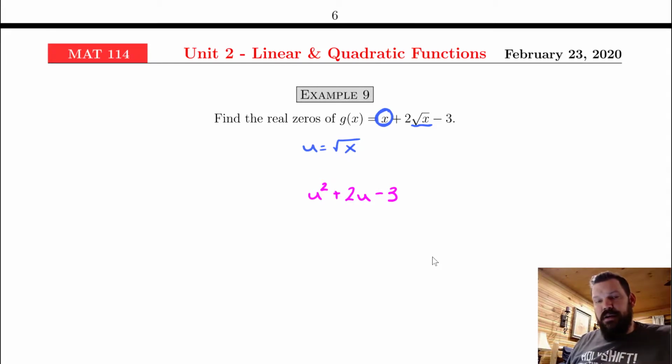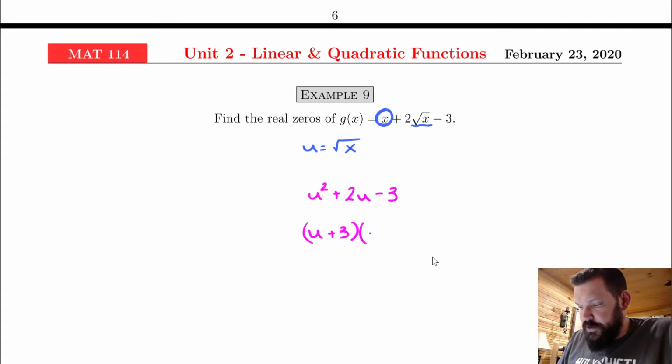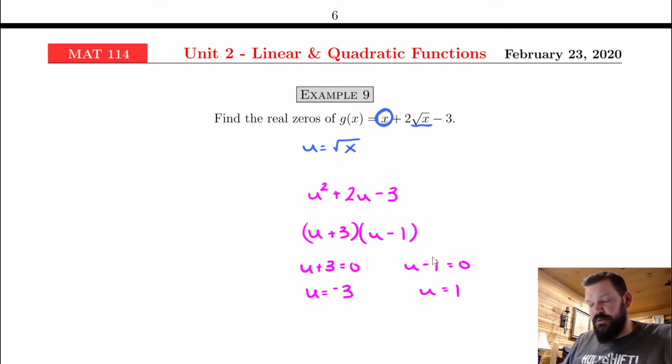So even though it didn't appear initially to be a quadratic form, we can express it in quadratic form, and this again is something that we can easily factor. We would get u plus 3 and u minus 1, and we have our factors u plus 3 equals 0, u minus 1 equals 0. We will solve to get u is equal to negative 3 and u is equal to positive 1.